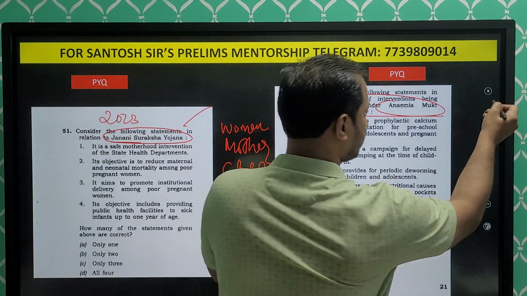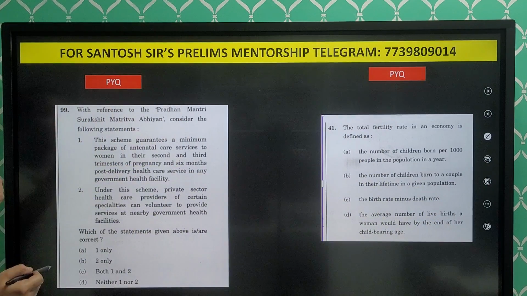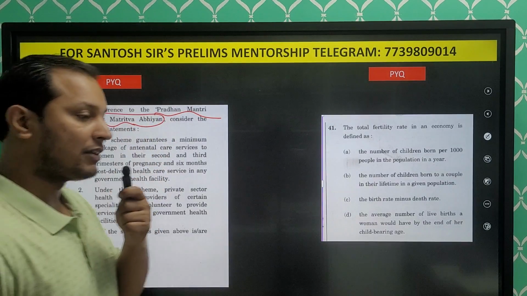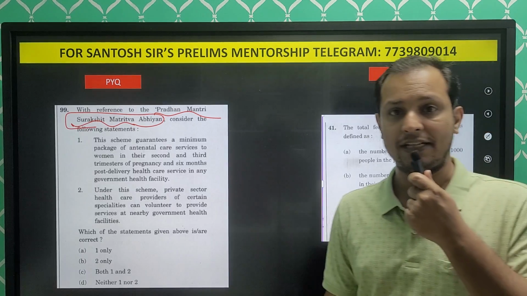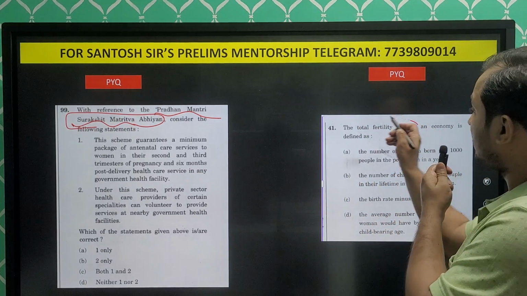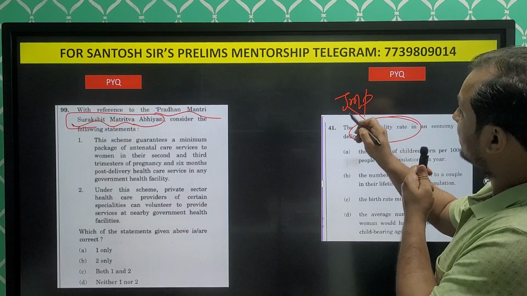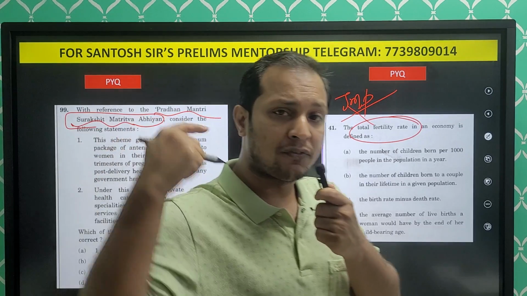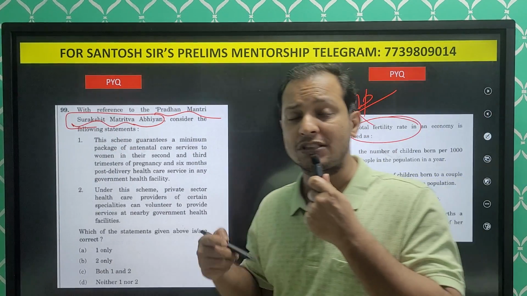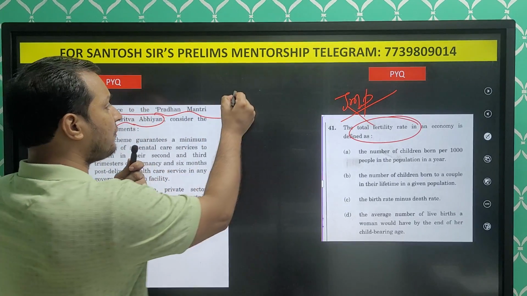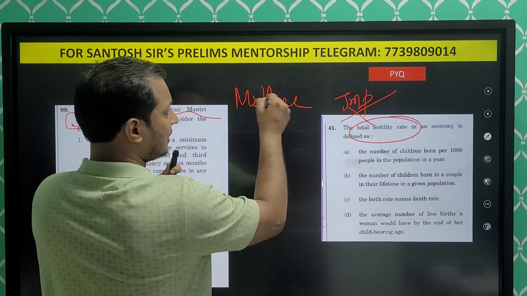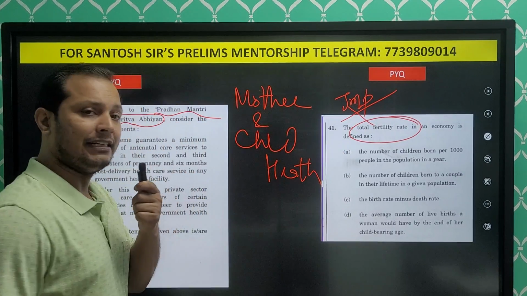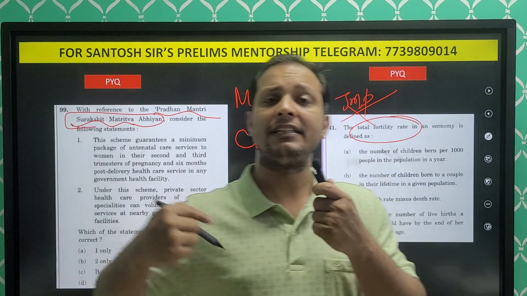Then again, guys, there was a question recently on Pradhan Mantri Surakshit Matritva Abhiyan, on the same theme of mother and child health. And in 2024 there was a question on total fertility rate. So through this, we can assume that in 2023, 2024 and again in 2025, UPSC question setters are focusing on this theme of mother and child health.